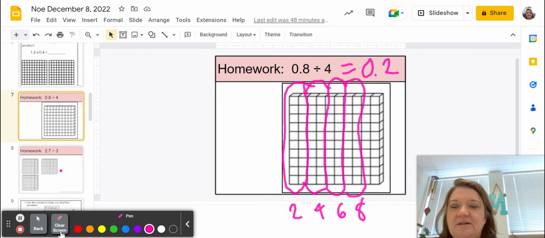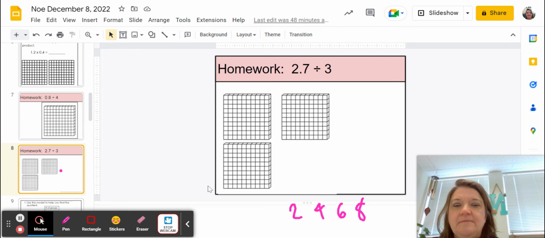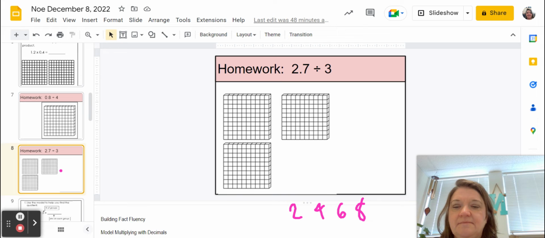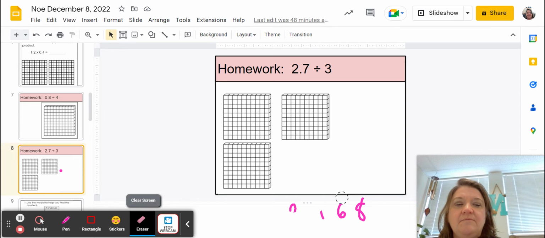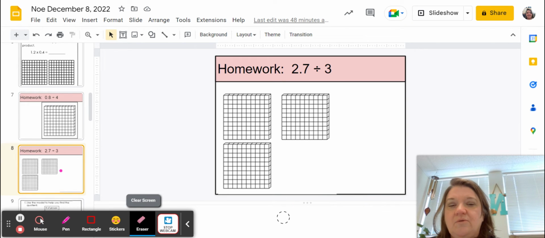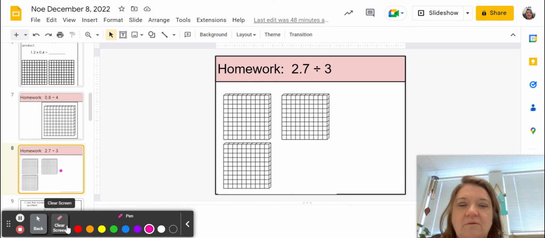And here's another one that we did for homework. All right, so I've got 2 and 7/10, and I am dividing them into 3 equal groups. So when I do 2 and 7/10, well, I need 2 wholes, right? That's 1 whole. That's 2 wholes. That's for my 2.